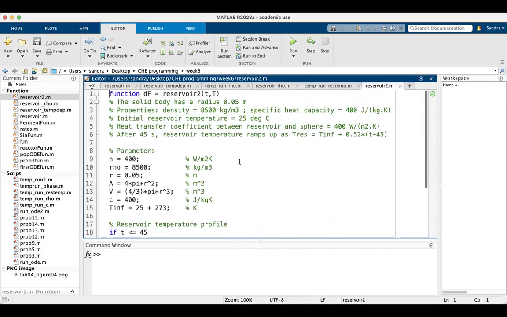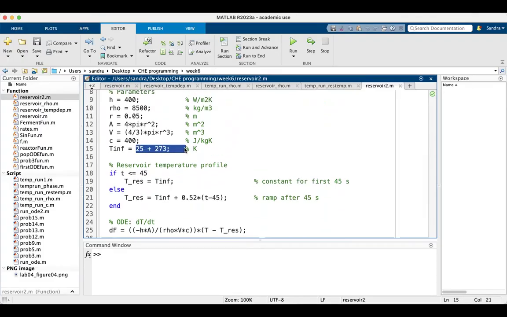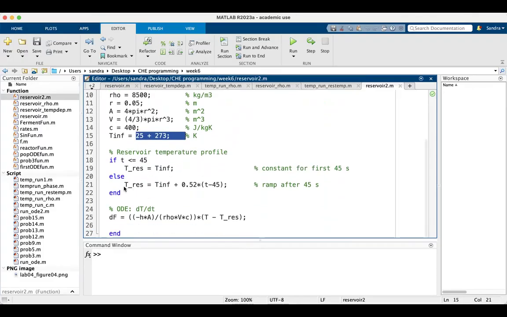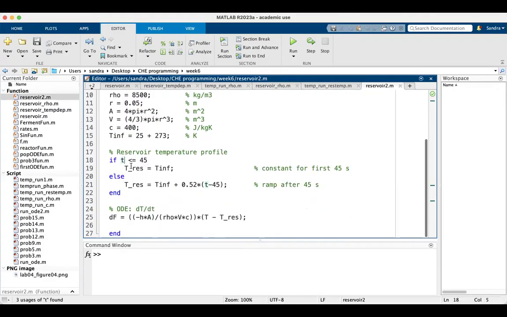This is the reservoir 2 function. All the constants remain the same. The only thing is you put this equation here. That is, if T is less than or equal to 45, T reservoir is nothing but T infinity, which was 25 degrees Celsius, converted into Kelvin. And when T is greater than 45, remember T was an input that is given. When T is greater than 45, you have this equation, T infinity plus 0.5 times T minus 45.